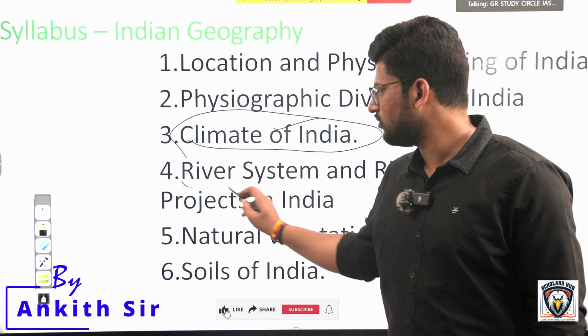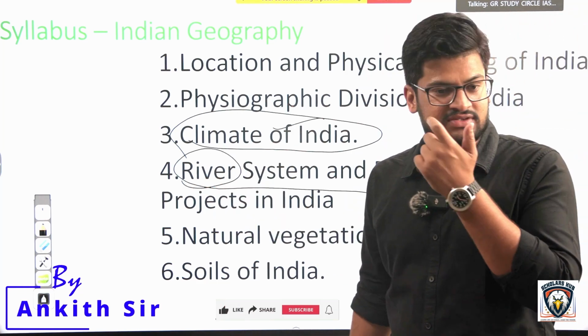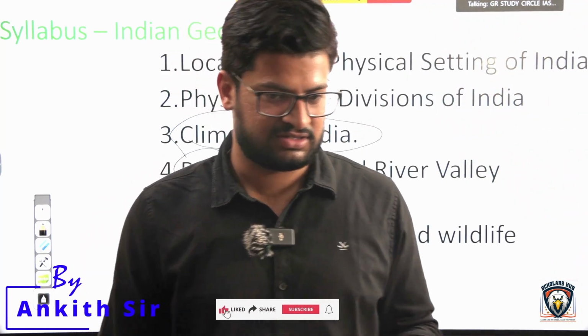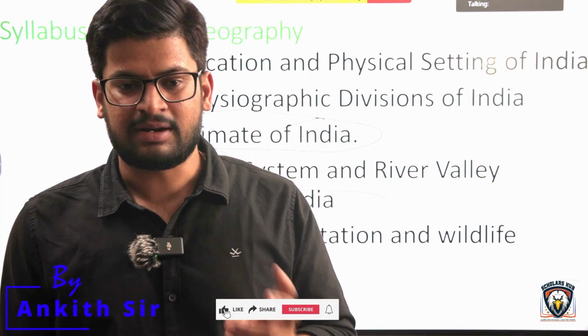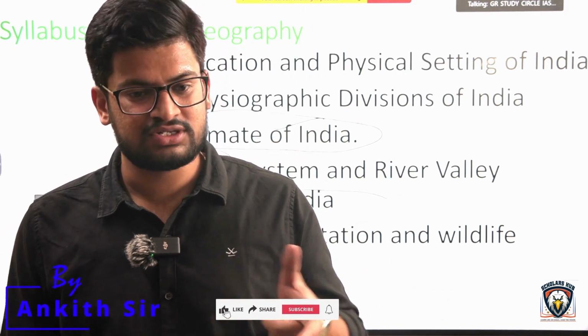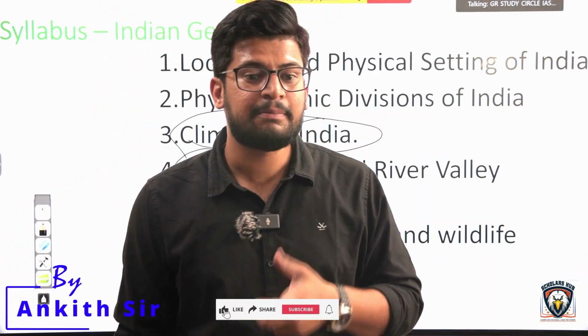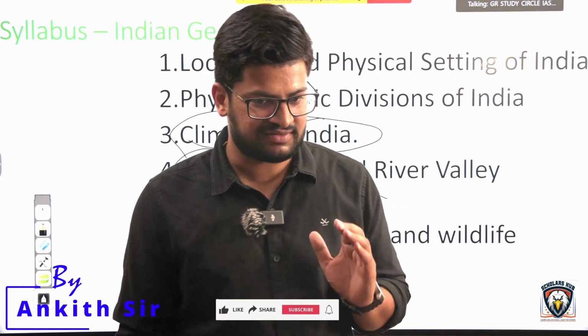And then we'll discuss the river system. India has 2 major river systems, the Himalayan river system and the Peninsular river system. Himalayan rivers like Ganga, Brahmaputra, Indus, these rivers originate in the Himalayas. They are perennial in nature, they flow throughout the year. They have sufficient water throughout the year.